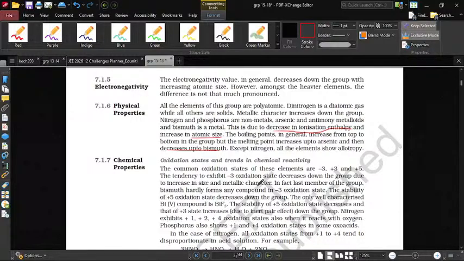The stability of the +5 oxidation state decreases down the group. The only well-characterized bismuth(V) compound is BiF5. The stability of the +5 oxidation state decreases and that of the +3 state increases due to the inert pair effect down the group.